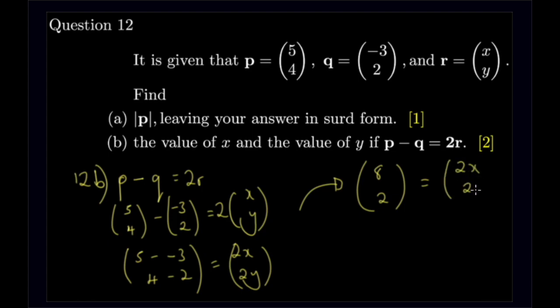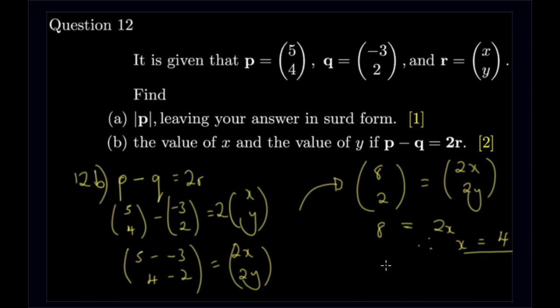(2x, 2y), like this. So when you have individual vectors on the left and right hand side, it means that the components are equal. The component of this vector is equal to the component of this vector. So you actually have 8 equal to 2x. So you divide both sides by 2, and therefore you get x equal to 4 here.